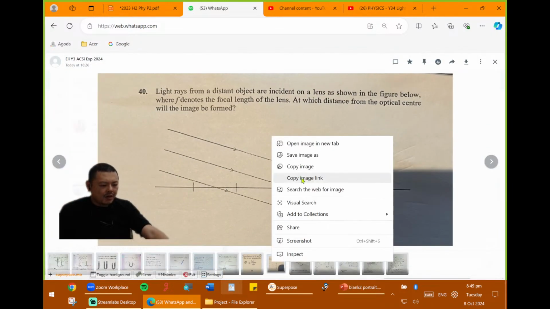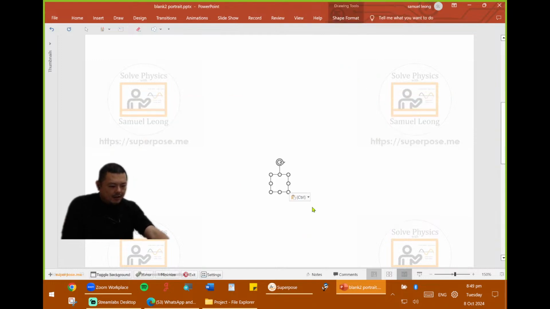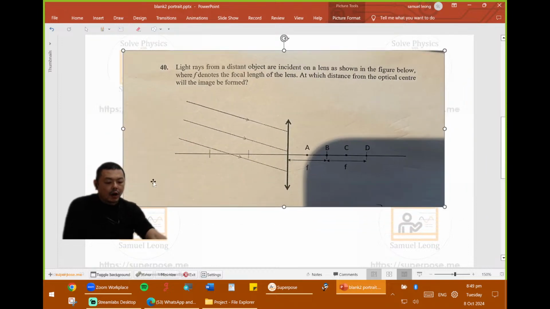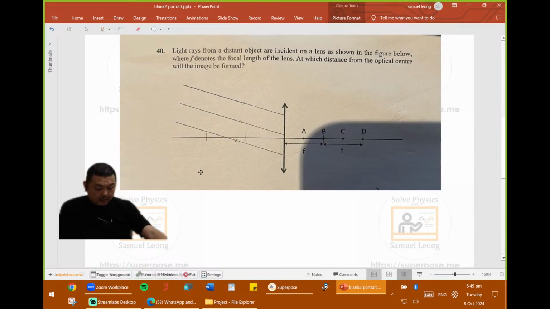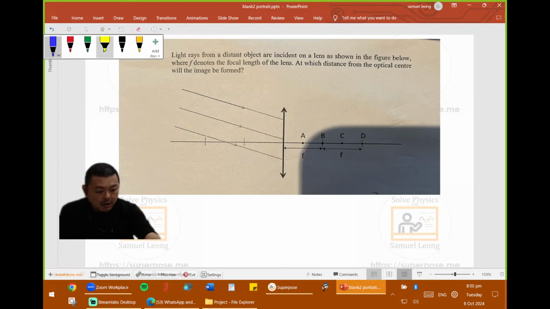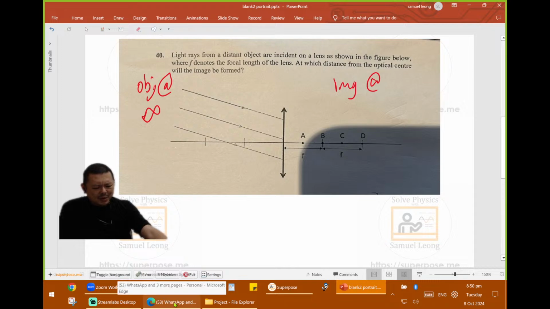Okay, this one is what? Where is the object from? It is object at infinity, right? Object at infinity. Where will the image be?